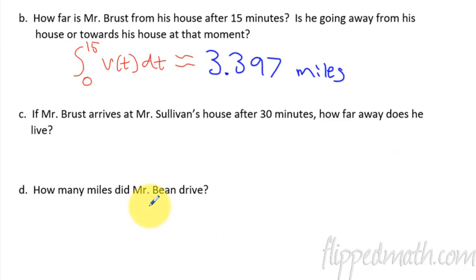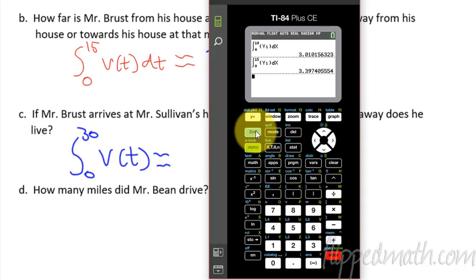All right, if Mr. Brust arrives at Sullivan's house after 30 minutes, how far away does he live? So how far apart are they from each other? So that is just a simple integral from 0 to 30 of v of t. So what is the distance, the displacement between their houses if it takes 30 minutes to get there? Let's do the same thing again. Second entry, and let's change that 15 to a 30 and hit enter.